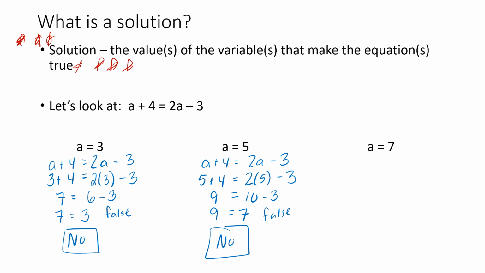Let's try a = 7. So a + 4 = 2a - 3. We're going to plug in the 7.